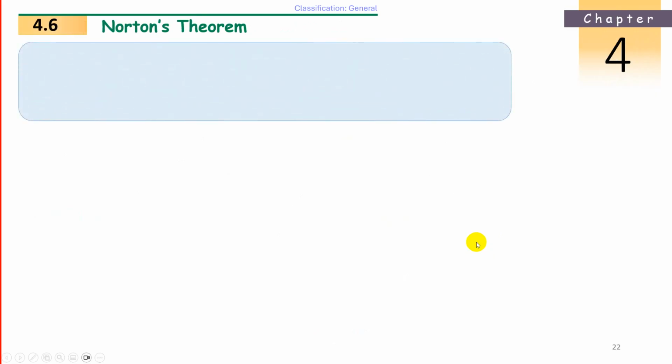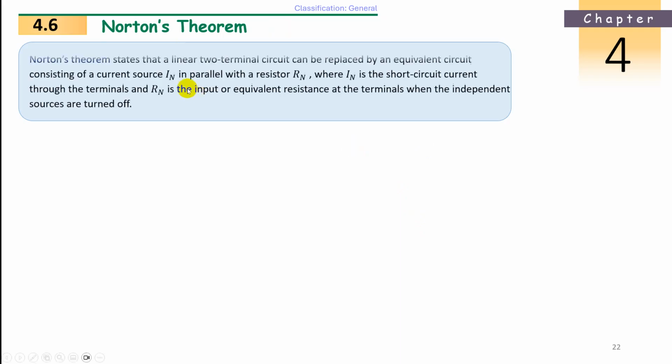Norton's is the same principle as Thevenin's, but here we need the short circuit current. We need the current here. In Thevenin's theorem, we find the voltage, the open circuit voltage. In Norton's, we have to find the short circuit current.